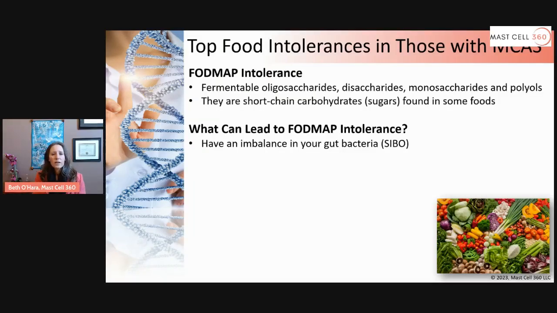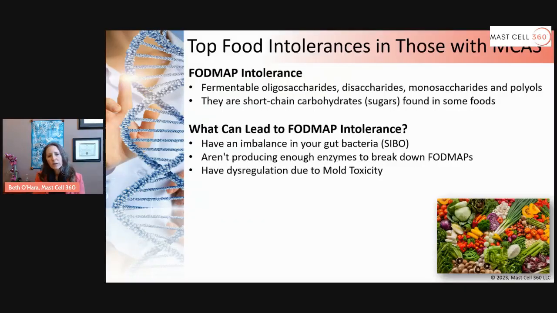So what leads to that? SIBO contributes to that. And if we're not producing the kinds of enzymes in our guts that break down FODMAPs, and mold toxicity adds to the load of all of these things.